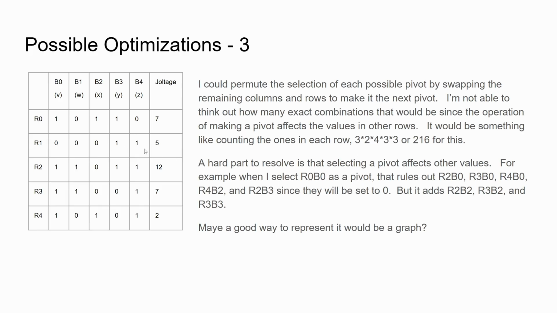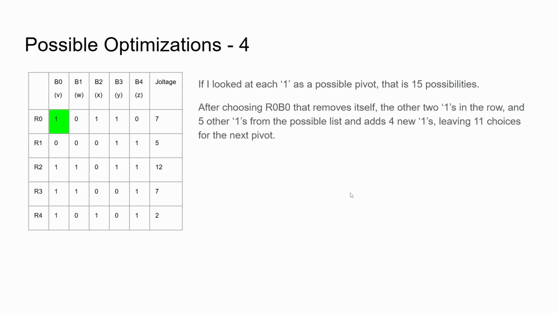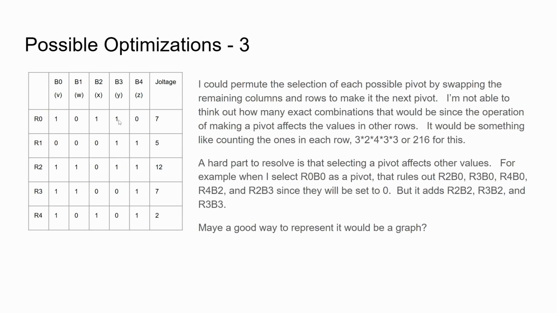But almost, because they affect other values. So when I pick this pivot, it changes these values. So I might have a different number of pivots in that case. Maybe I could represent it as some sort of graph, like, if I pick this, it's going to affect this also. It might be in a good way, like this subtracting from this creates a 0 here, but it also adds a 1 here.